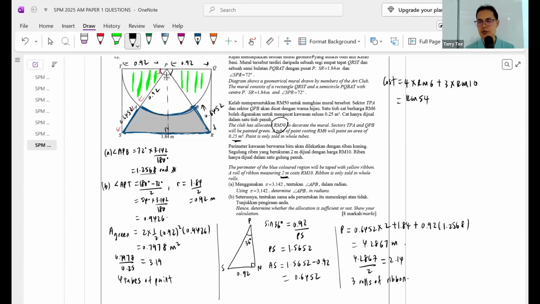Is it more or less than the amount allocated, 50 ringgit? So it is more than 50 ringgit. Is it sufficient? The answer is not sufficient, because your cost is 54 ringgit. You only allocated 50 ringgit, so it's not sufficient. Okay.